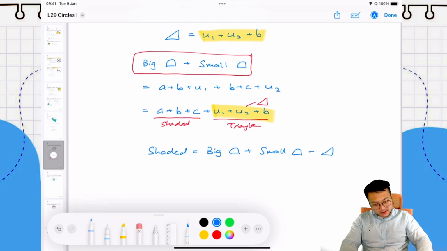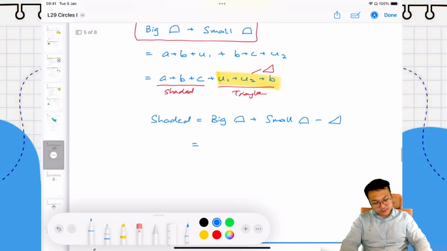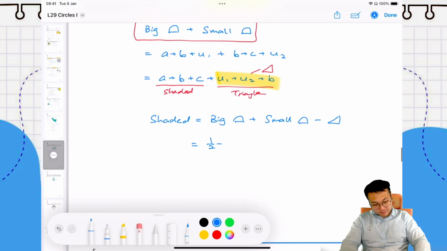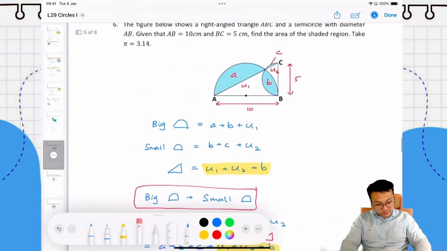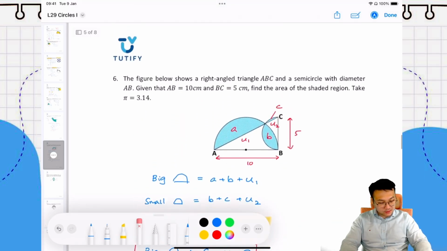Minus the triangle. Excellent. So how do you find the area of the big semicircle? What's the formula? Tell me the formula first. Half pi r squared. Very good. Okay, so half pi r squared. Now what is the radius of this big semicircle? 5 centimeters. Yes, 5 centimeters. And what is the radius of the small semicircle? 2.5 centimeters. Yes, 2.5 centimeters.